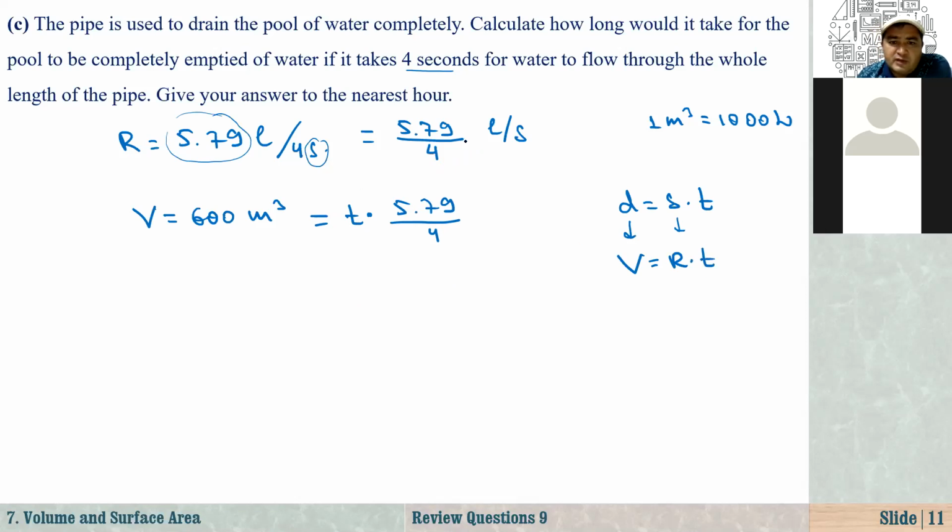Okay, and we know the rate of the drainage, how fast we are emptying the pool. And we need to find the time in seconds. So what is t? Then t is equal to 4.